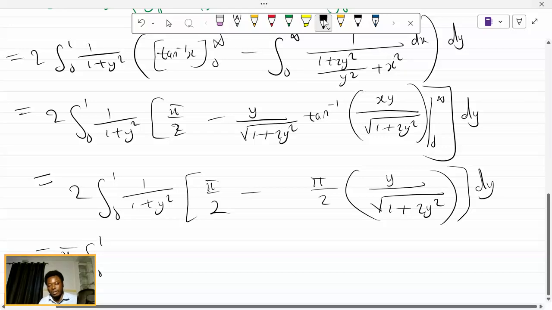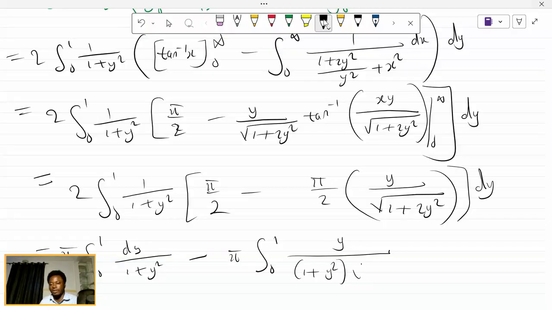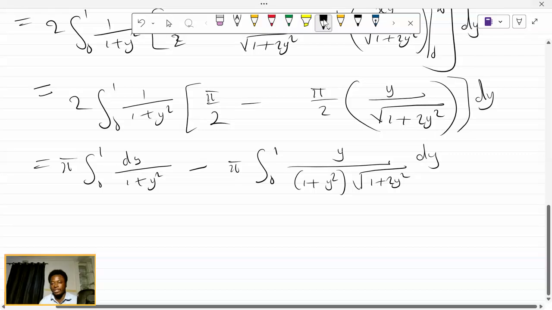from 0 to 1 of dy all divided by 1 plus y squared, minus, so you will still get pi times the integral from 0 to 1 of y divided by square root of 1 plus y squared times square root of 1 plus 2y squared, dy.